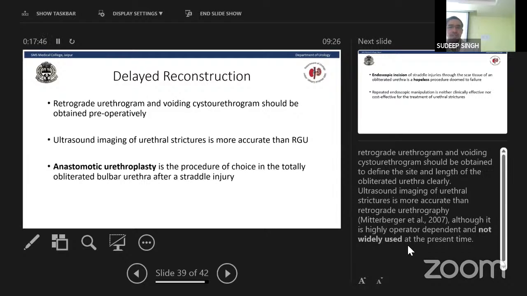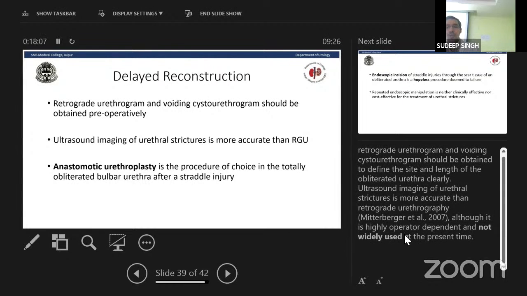Before the delayed reconstruction, a retrograde urethrogram and a voiding cystourethrogram should be obtained preoperatively. It is used to define the site and the length of the obliterated urethra clearly. Ultrasound imaging of the strictures is more accurate than the retrograde urethrography, but it is not widely used at present because it is highly operator dependent.